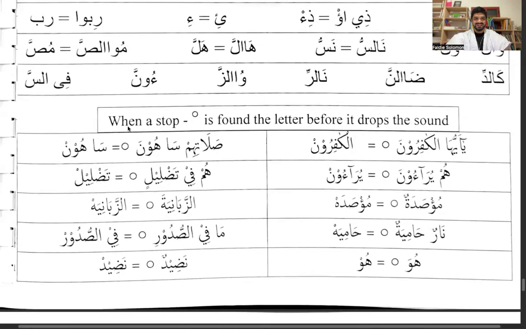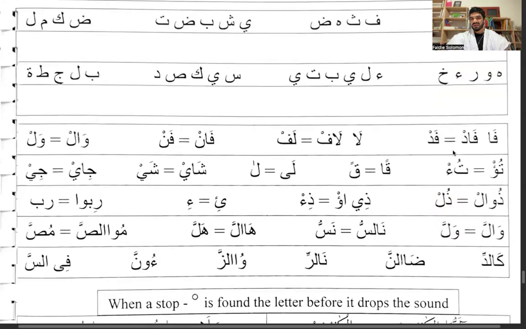This, you can see it says here when a stop. So the circle, we see the circle in the Quran. It just says that if we see a stop like this, the sound before the stop will be dropped. So when you see the stop sign, the letter before it drops the sound. So here we have, we'll read that. We have a sound there. So here you can see you don't read that sound.